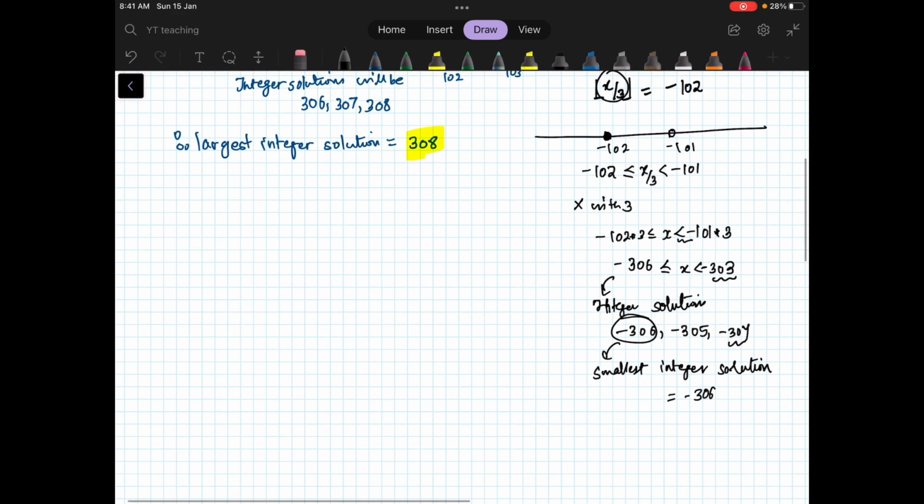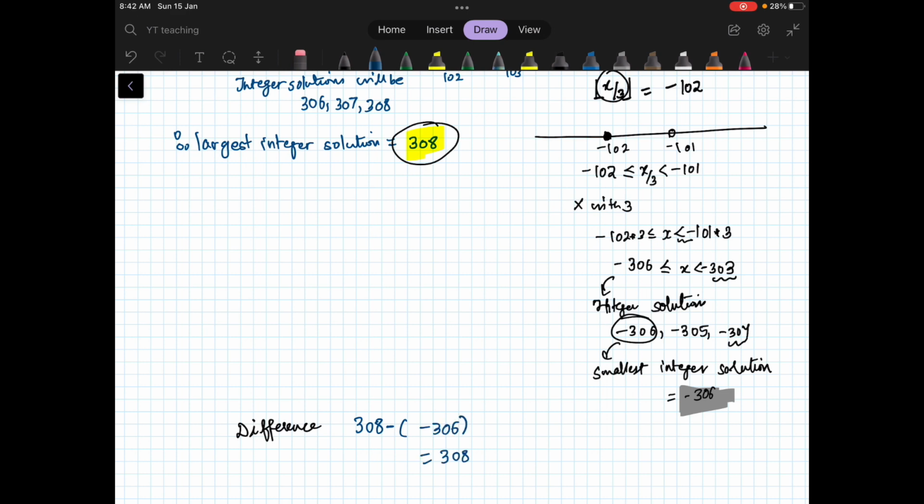Now they are asking for the difference between them. The difference between the largest integer solution of the first equation and the smallest integer solution of the second equation is going to be 308 minus, minus 306. That gives you 308 plus 306, and that is equal to 614. So that is your answer.